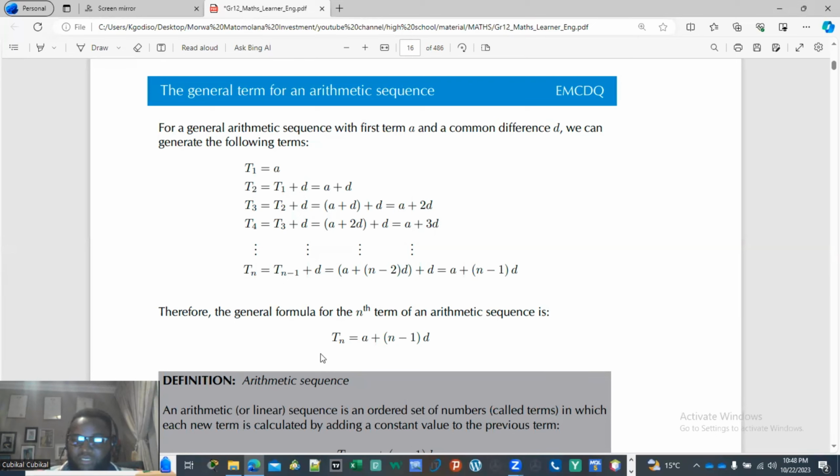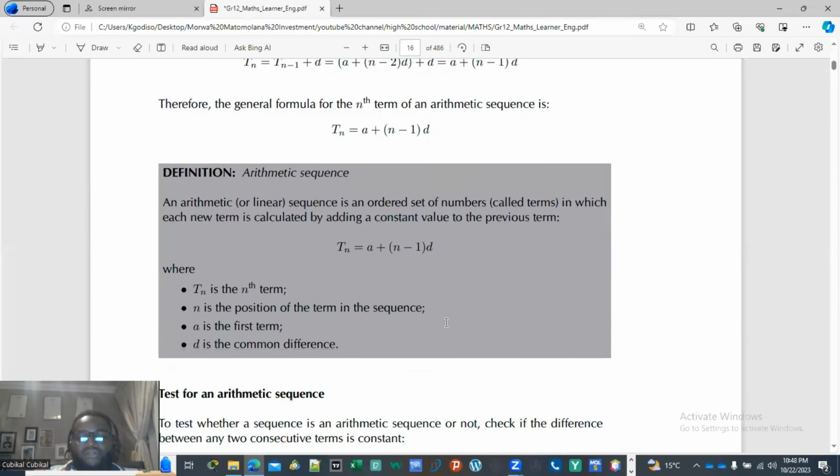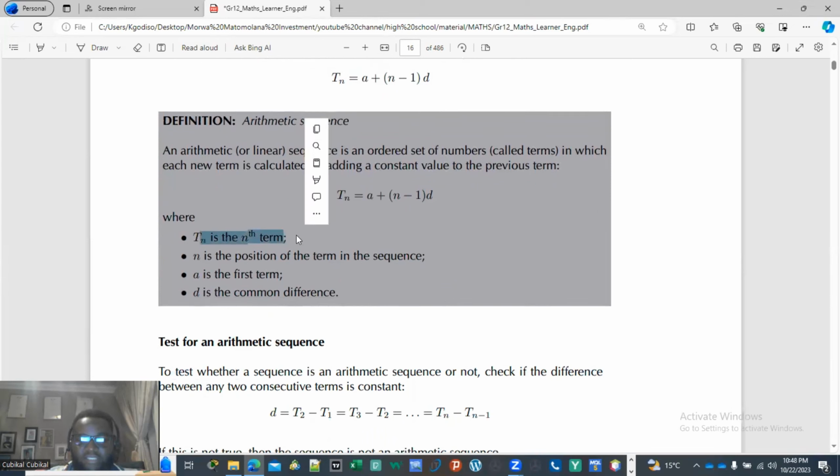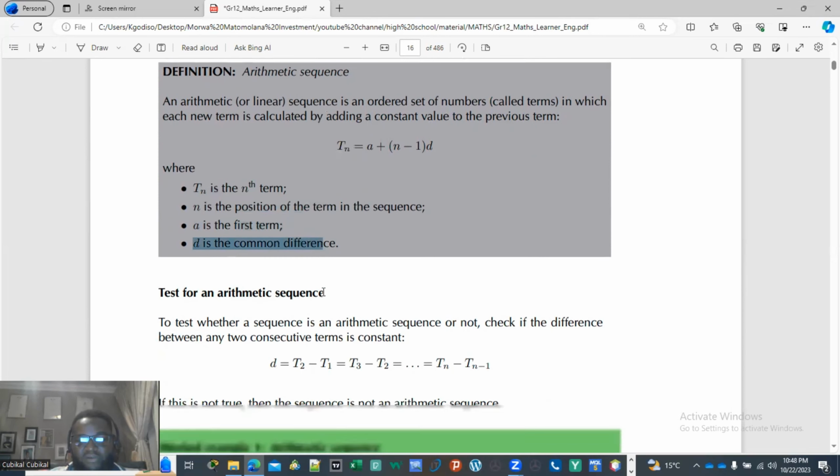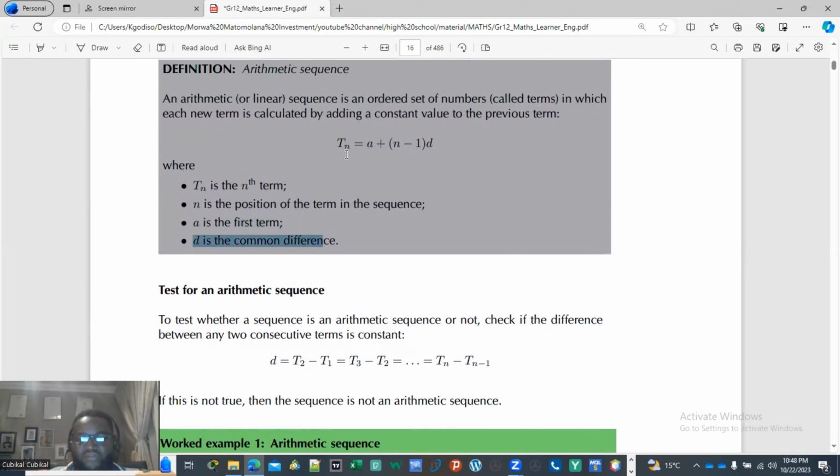So this is what this just simply explains. When you're having a general formula, it means the general formula is going to be used every time in order for you to calculate the next term. So this is what you'll do in order for you to get the nth term. So there it is. Tn is the nth term, n is the position in the sequence, a is the first term, and d is the common difference. So it's very important for you to always know this formula in order for you to get the next term in a sequence.